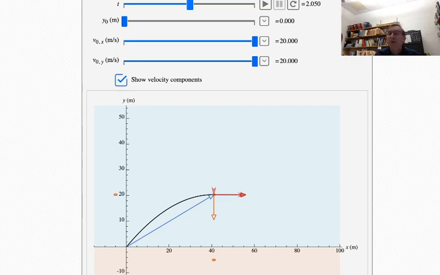Here's a question for you to ponder. What is the projectile's velocity at the highest point? Maybe you should pause the video and think about that for a moment. Get an answer in your head. What is the projectile's velocity when it's at its highest point? And then come back.